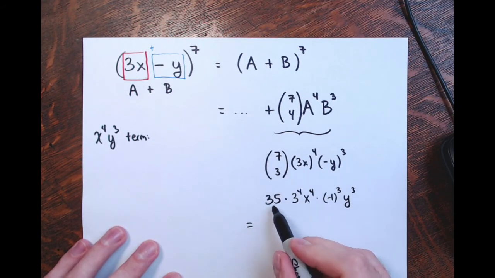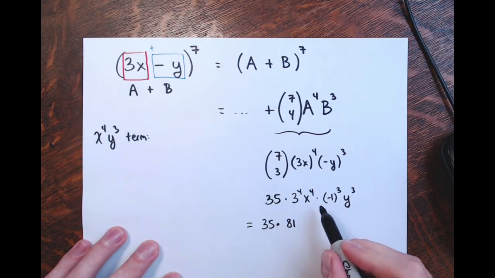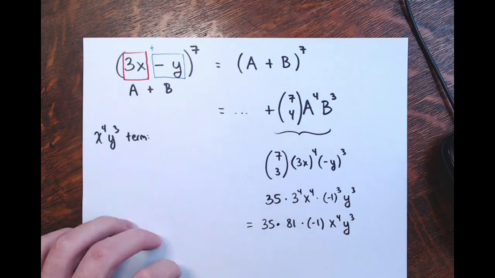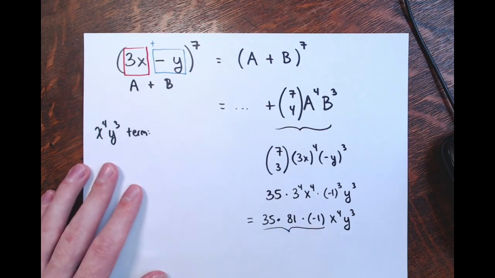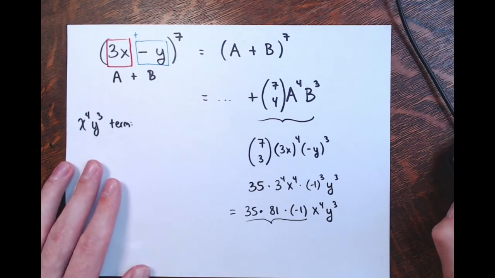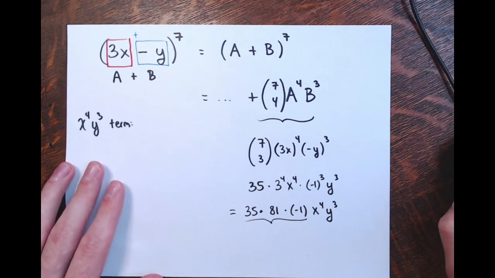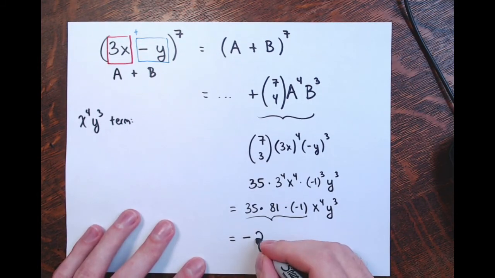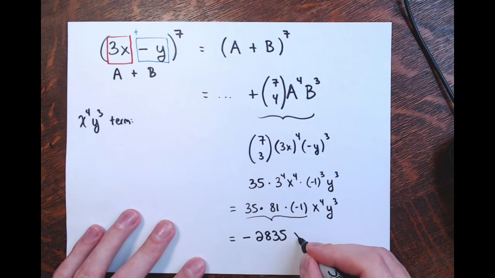And then what we got here is 35 times, 3 to the fourth is 81. And then times -1 to the third is -1. And then you have your x to the fourth. I'm just rearranging the factors here. So we got our x to the fourth, y to the third. All right, so here's the coefficient. And 35, I don't have to pull the calculator up for you. I'll just do it off screen. 35 times 81, you hear me clicking. So this is negative 2,835 x to the fourth y cubed, right? But what they want is the coefficient, right?